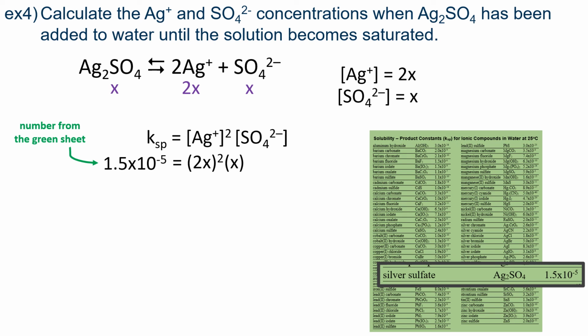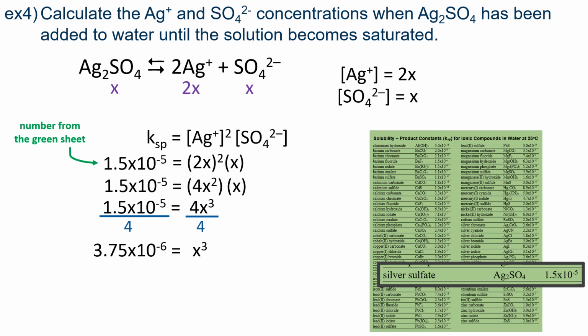Now I'm going to start off by doing the 2x squared. So 2x squared is equal to 2x times 2x, which gives us 4x squared. And 4x squared multiplied by x gives us 4x cubed. Now to isolate x, I'll divide both sides by 4. And that gives me x to the power of 3 is equal to 3.75 times 10 to the negative 6. When I cube root both sides, I wind up with x equal to 1.55 times 10 to the negative 2.